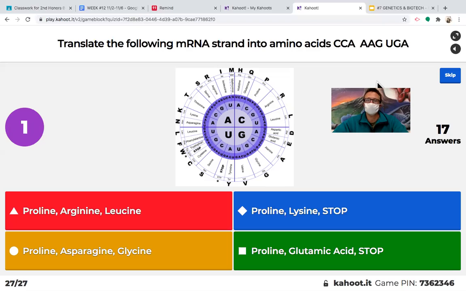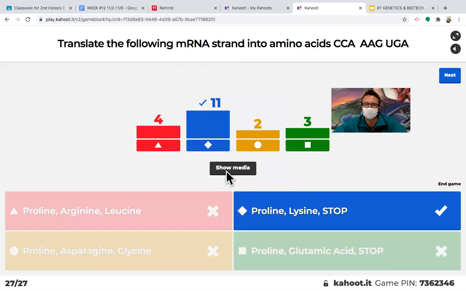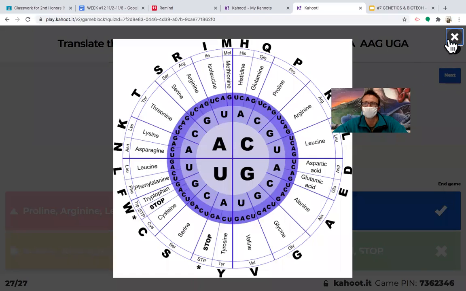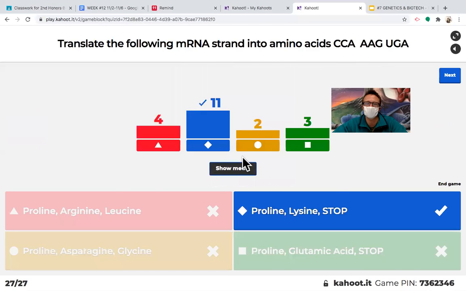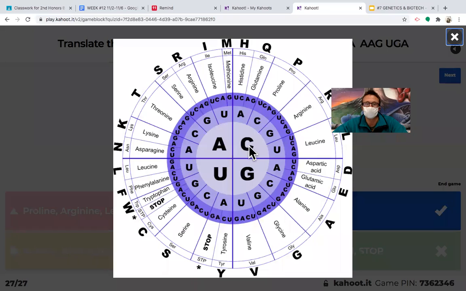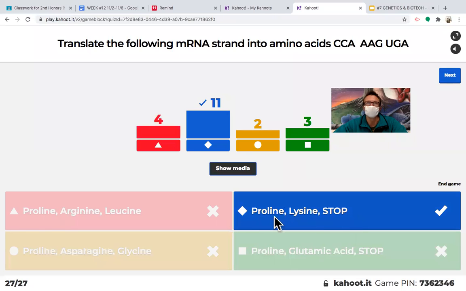Uh-oh, we're running out of time. All right, let's take a look. How do we use this? Okay, so first one is CCA. So you find the first space, C, C, A. So our first amino acid coded for by the first codon is proline. The next one is AAG, A, A, G, lysine. And the last one, UGA, UGA. So stop. And there is our match.